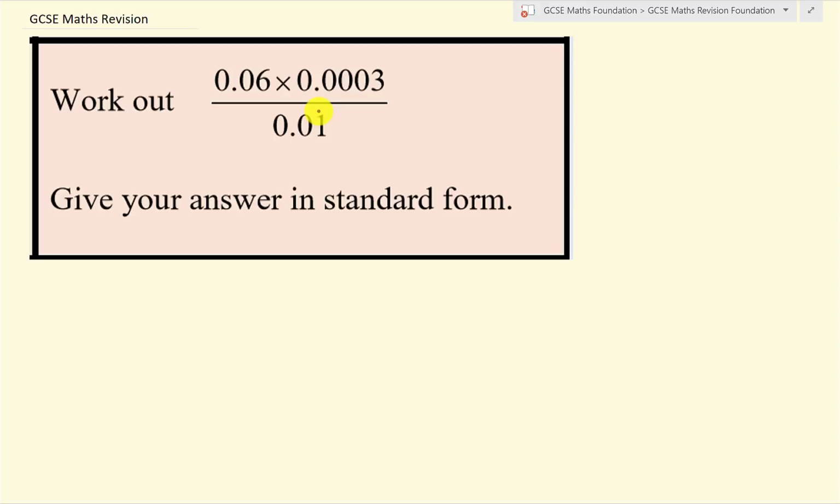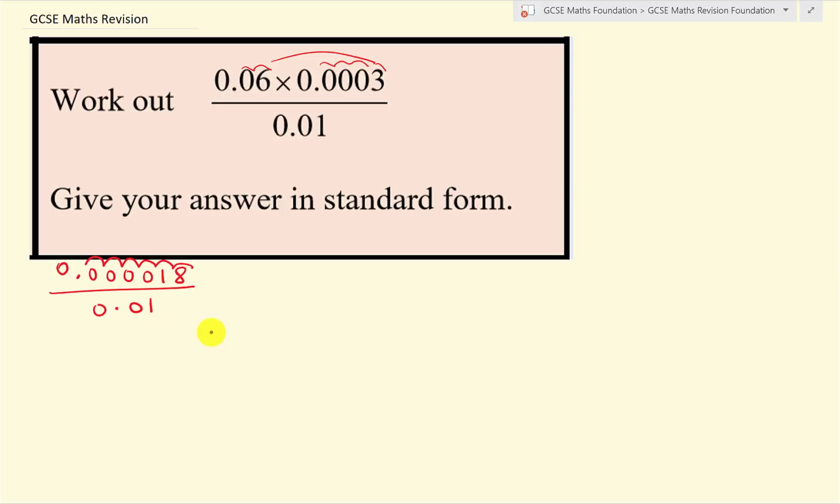So let's do it without changing into standard form first. So multiplying decimals. So 0.06 times by 0.0003. Ignore the decimals and times the numbers, which gives you 18. You need to put the decimal back in. So how many decimal places do we have? 1, 2, 3, 4, 5, 6. So you're going to go 1, 2, 3, 4, 5, 6. 0.000018 divided by 0.01.